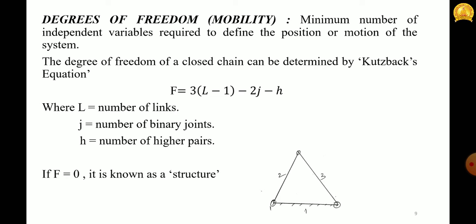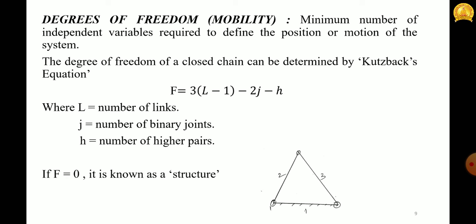Now talking about degrees of freedom or mobility, it is defined as the minimum number of independent variables required to define the position or motion of the system. The degree of freedom of a closed chain can be determined by Kutzbach's equation and is given by F equal to 3 into (L minus 1) minus 2J minus H, where L is the number of links, J is the number of binary joints, and H is the number of higher pairs.